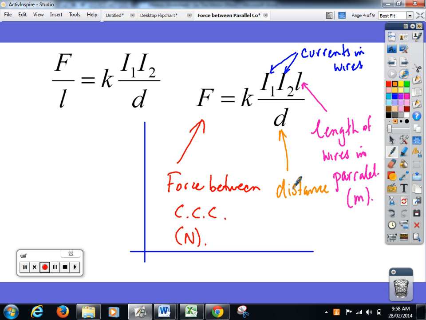It is not distance squared. We are so used to seeing that on the bottom of these formulas. It's very similar, as you can see, to the gravitational one, mg on r squared. It looks like that, doesn't it? But it's only r on the bottom. It's a single distance on the bottom. Okay? So just be careful. And that distance, once again, must be in metres. The force, as you can imagine, gets really, really big the closer these two wires come together.